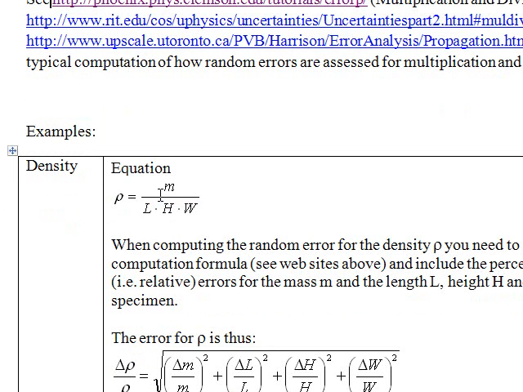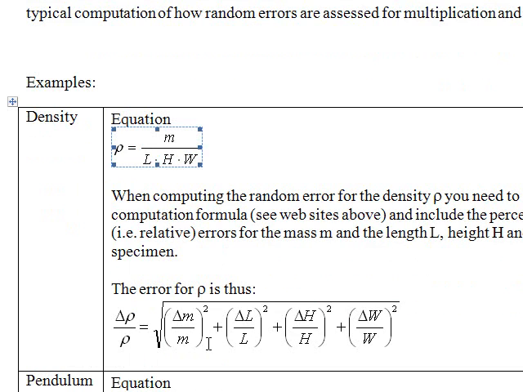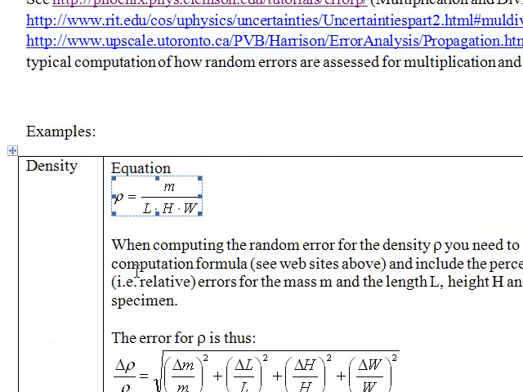When you apply this to the equation for density, it turns out everything is multiplication and division, so the squares of the percentage errors, or in this case the decimals, which is equivalent to the percentage, are added, and then you take the square root of that. The result is the percentage error of the result, which is the density in this case. Okay, so let's do the example.